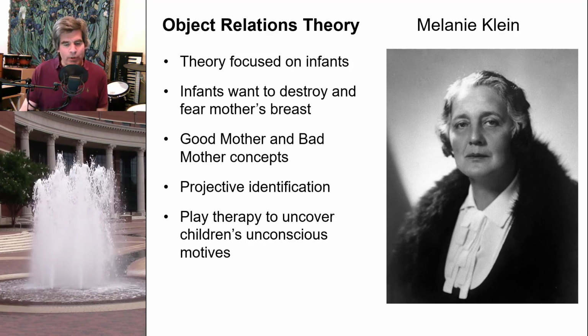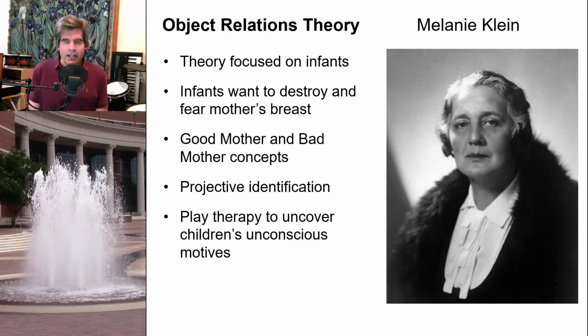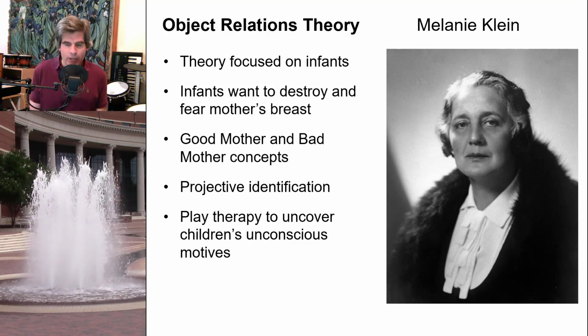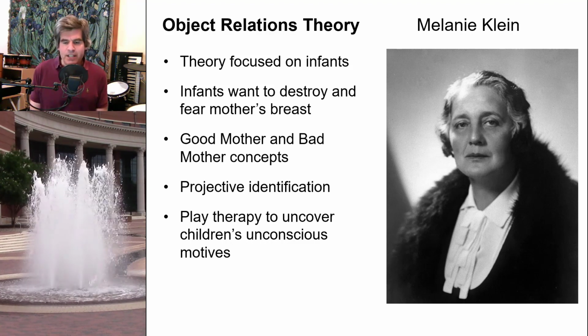Now, one of Klein's more interesting concepts is something she called projective identification. And this is a kind of defense mechanism that has many components. First, a person projects an unacceptable part of oneself onto another person. In other words, if there's something I don't like about myself, I view someone else as having that bad trait. Then the person induces the other to act according to the projection. In other words, I do things that encourage the other person to display that bad trait. Then, finally, the person identifies with the other who is displaying the bad trait.